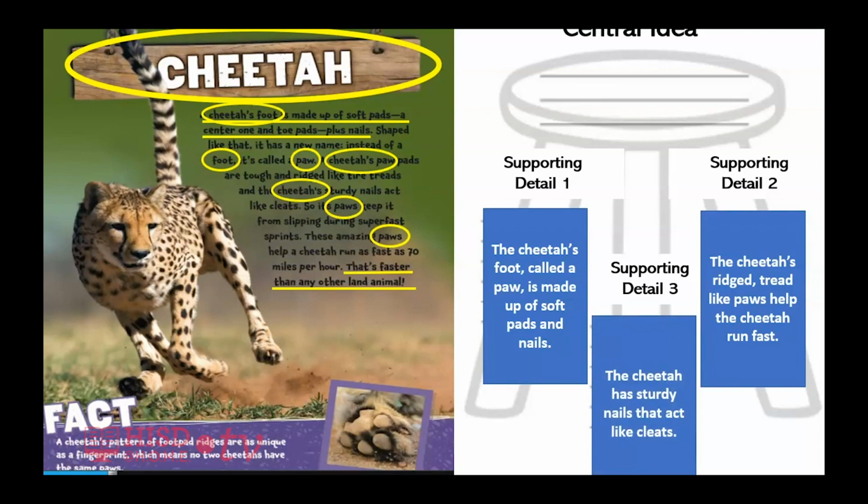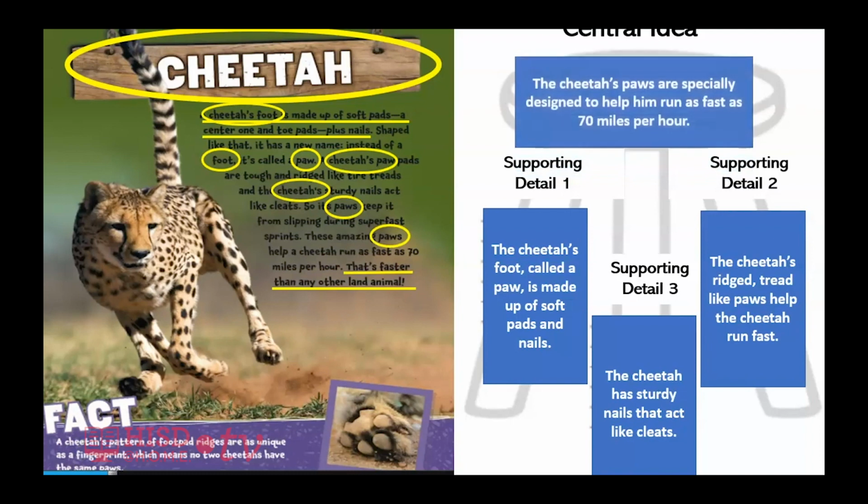We're going to take supporting detail 1, supporting detail 2, and supporting detail 3 to help us compose a central idea statement. So our central idea statement for cheetah is, the cheetah's paws are specially designed to help him run as fast as 70 miles per hour.